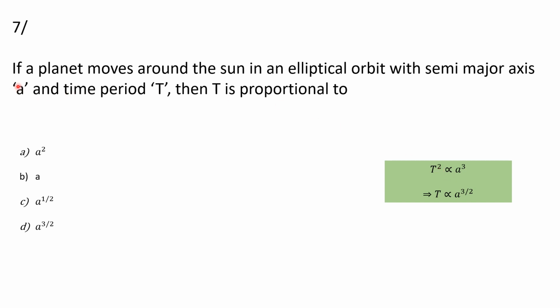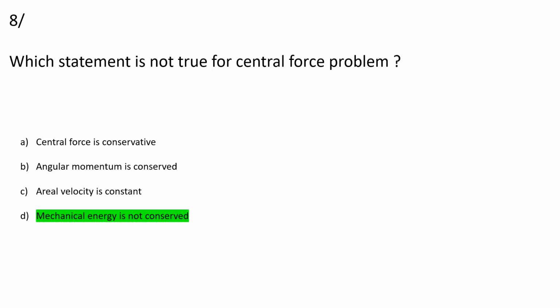Then, if a planet moves around the sun in an elliptical orbit with semi-major axis A and time period T, then T is proportional to. The options are A square, A to the power 1 by 2 and A to the power 3 by 2. So we know that Kepler's third law says that T square is proportional to A cube, and from here we can get that T will be proportional to A to the power 3 by 2. So our final answer is option D, that is A to the power 3 by 2.